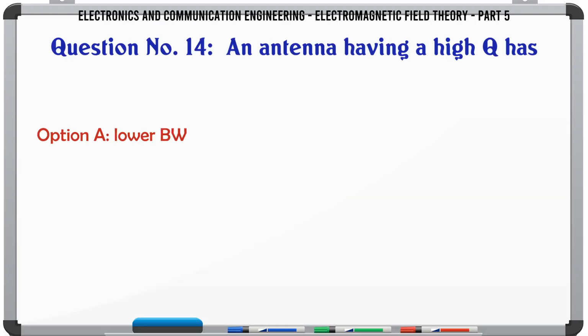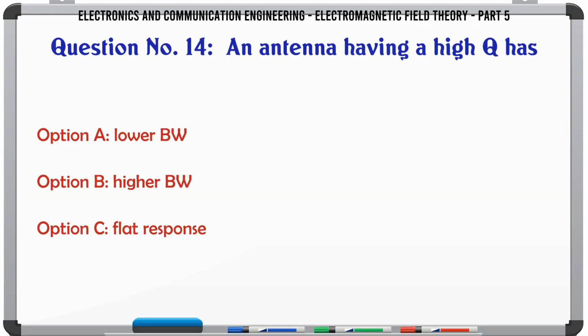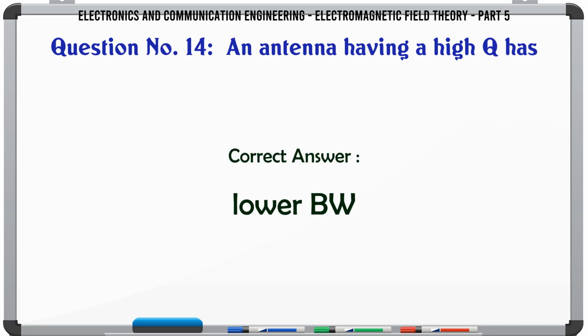An antenna having a high Q has A. lower BW. B. higher BW. C. flat response. D. none of the above. The correct answer is lower BW.